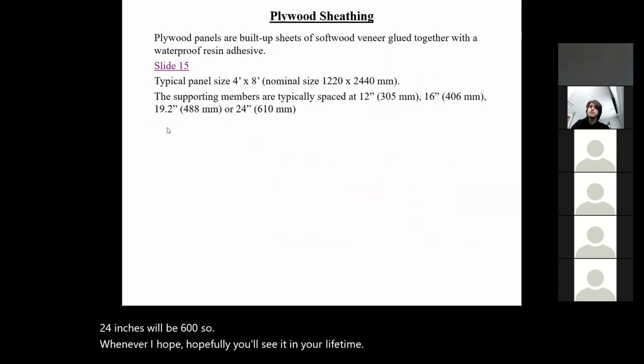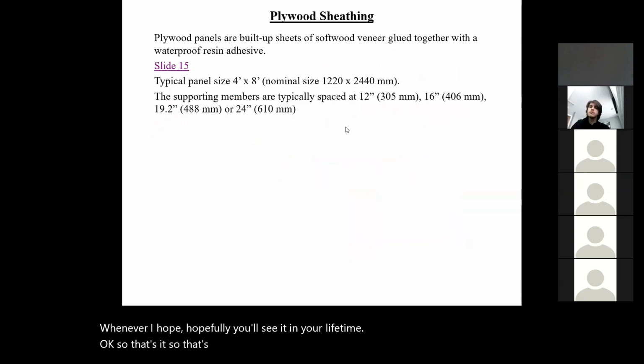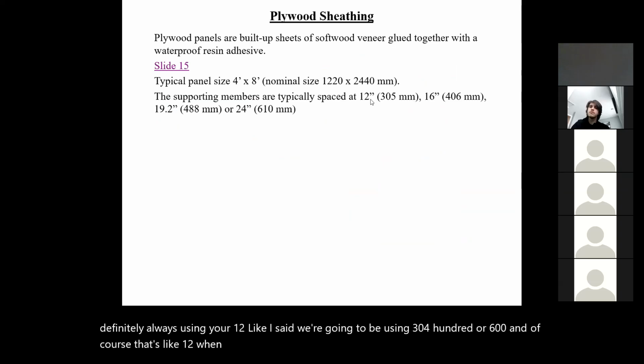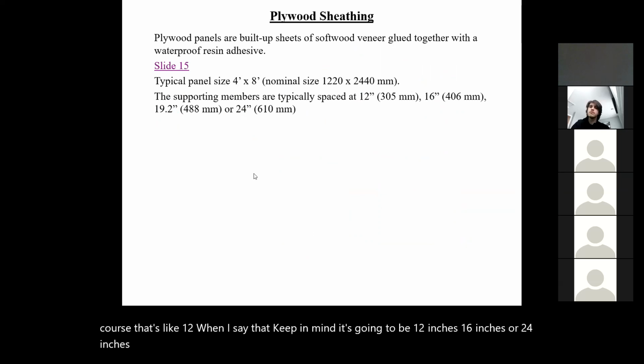Okay, so that's the thing about paneling. And of course, we are always going to be using either 300, 400, or 600. When I say that, keep in mind it's going to be 12 inches, 16 inches, or 24 inches, because that is the actual spacing for these panels, okay?